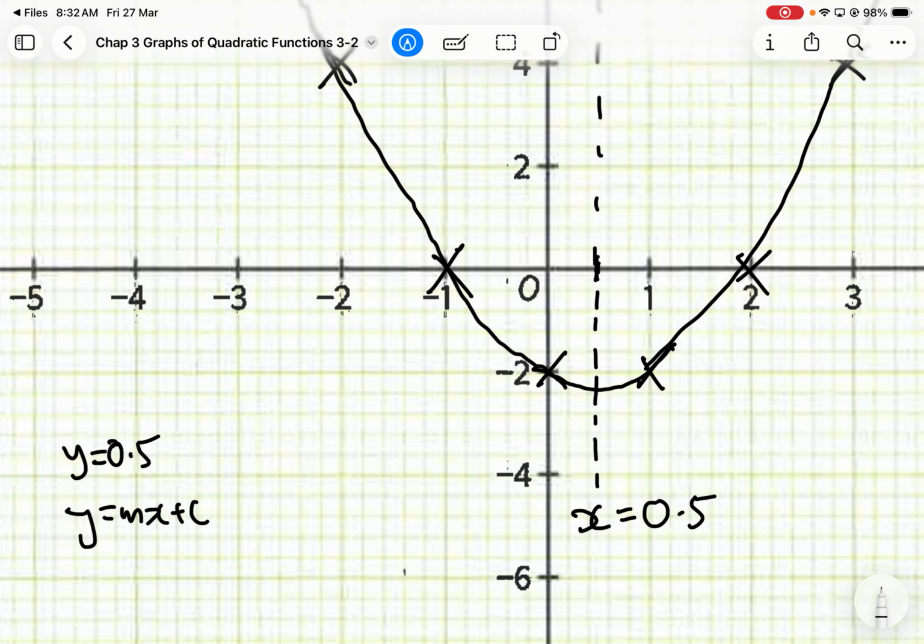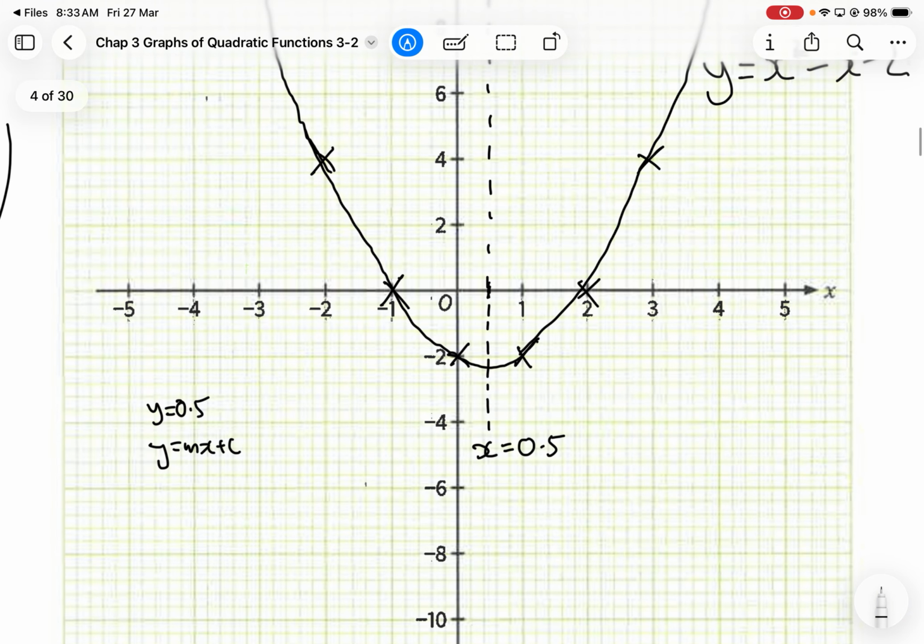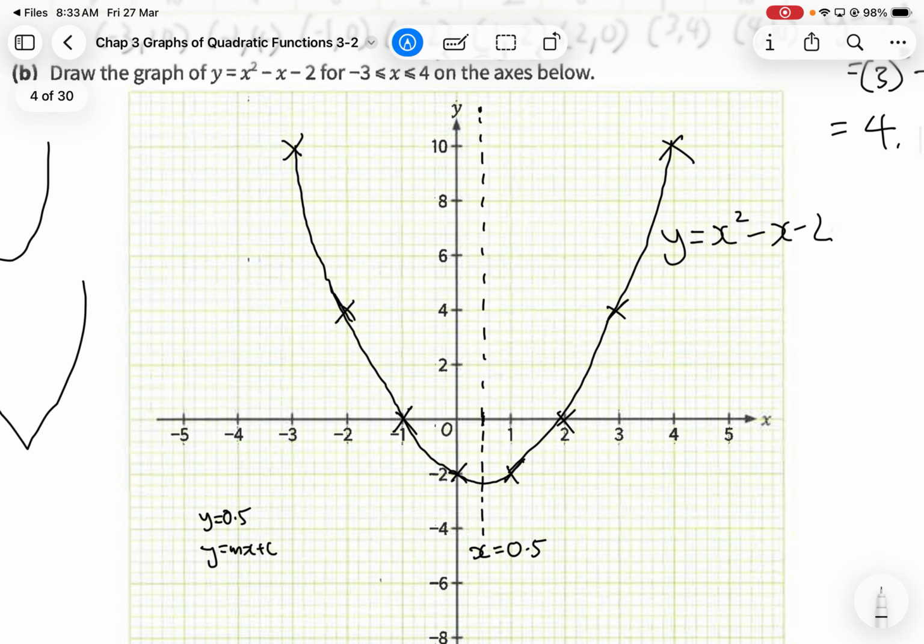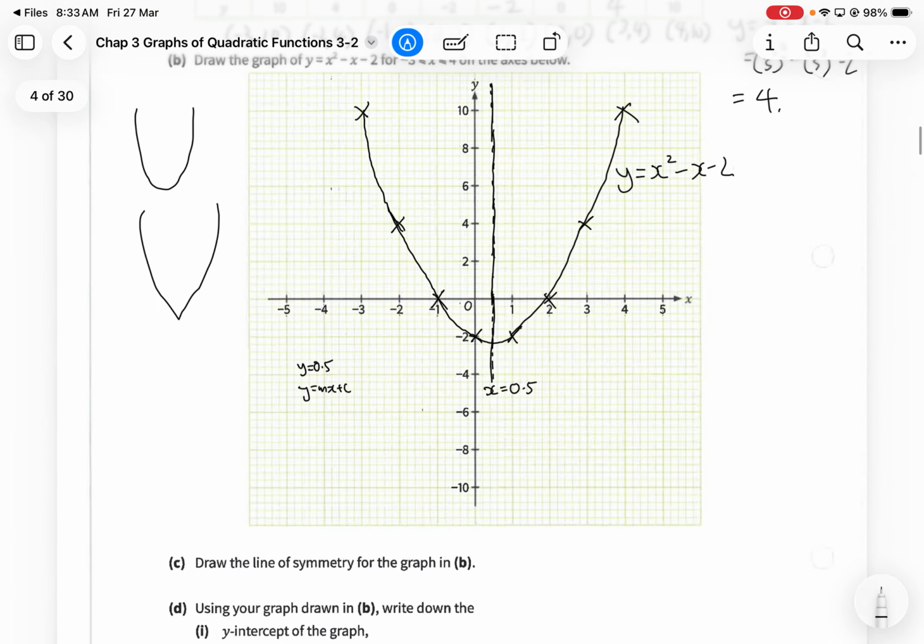Because x tells you left and right. So for a vertical line, you only want to know how left and how right. So the equation of a vertical line is x equals to something. And in this case, the x is 0.5, because it passes through 0.5. Okay? So, draw the line of symmetry. This is the line of symmetry. And if they want you to give the equation, it is x equals to 0.5.